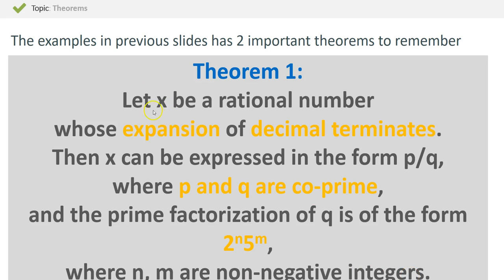So if I already know x is a rational number, and I also know its decimal expansion terminates, then I can definitely represent x as p by q, where p and q will be co-prime to each other, and q can be represented as 2 to the power n and 5 to the power m.